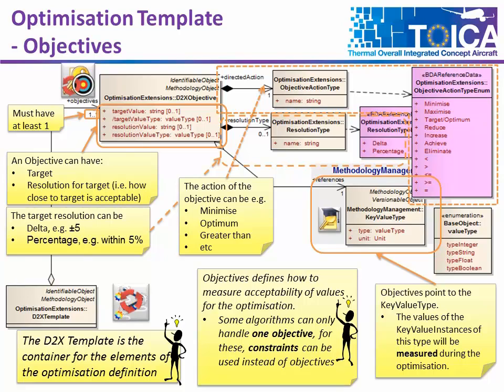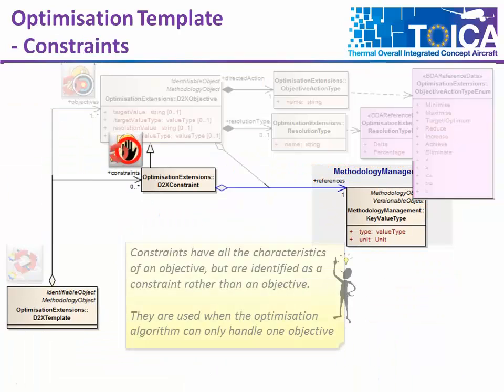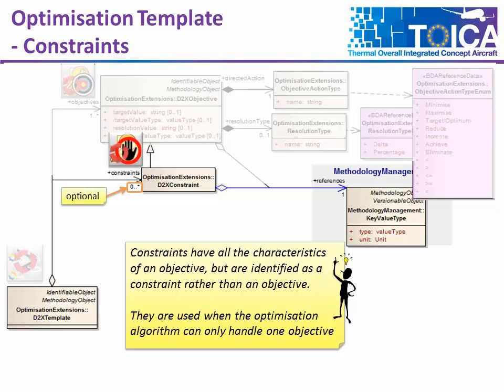The directed action is what the optimization is to achieve with respect to that target. Again, this is an external enumeration, and suggested values are things like minimize, optimize, greater than, eliminate, etc. A constraint has all the same characteristics as an objective, except it is labelled as a constraint. Some of the directed actions may not be appropriate in these cases. So these can be used when the algorithms can only handle one objective.